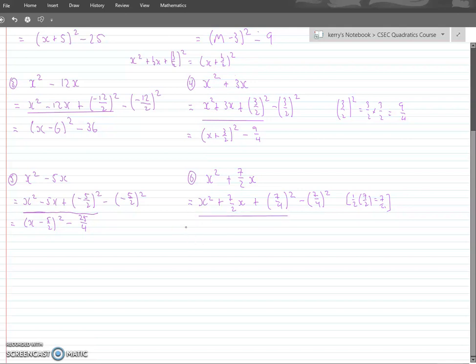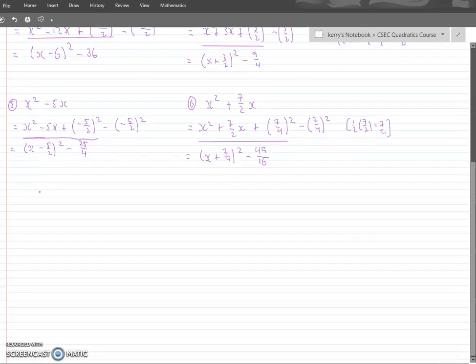So this will now break down into x plus whatever number is in here, that number goes here: 7 over 4 squared. And this number outside here is take away 7 squared is 49 and 4 squared is 16, so 49 over 16. Right? So this here was one of the more challenging ones. Let's do our number 7.